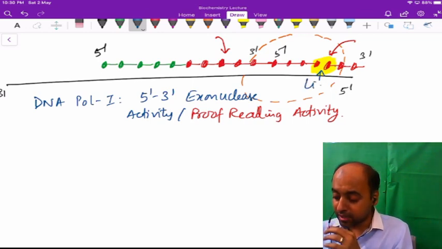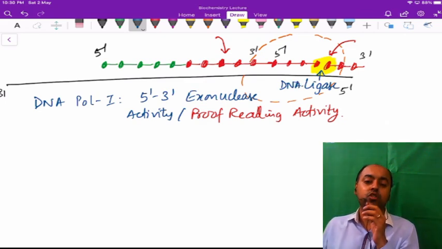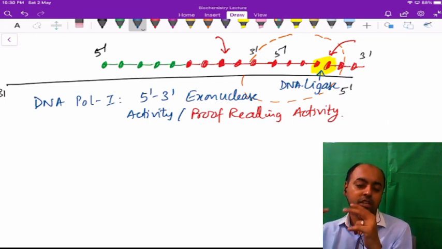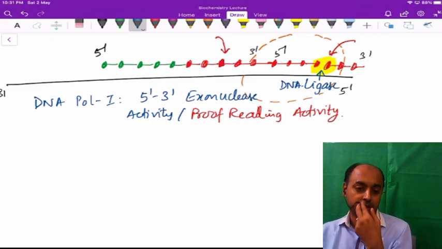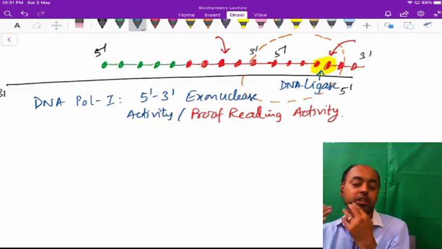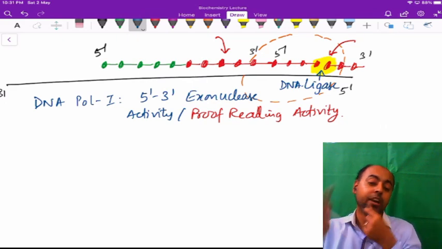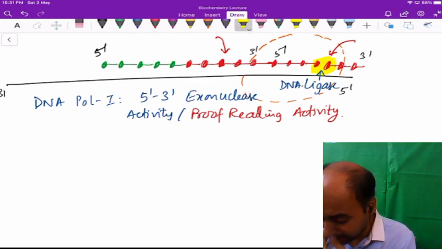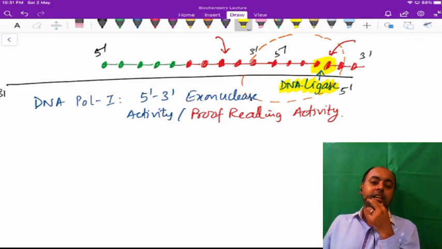we have the enzyme DNA ligase. So DNA ligase will come in and it will join the two Okazaki fragments together. So here two things are happening. First, the primer is replaced by, and the answer is DNA polymerase 1. Second, the two Okazaki fragments are joined together by, the answer will be the DNA ligase.